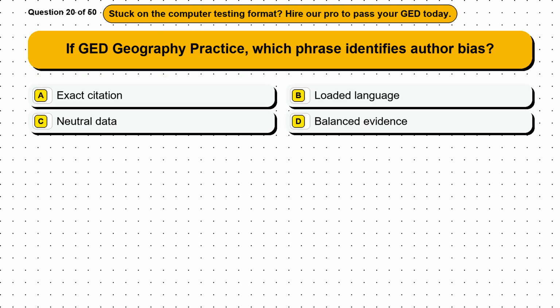Question 20. If GED Geography Practice, which phrase identifies author bias? Option A, exact citation. Option B, loaded language. Option C, neutral data. Option D, balanced evidence.